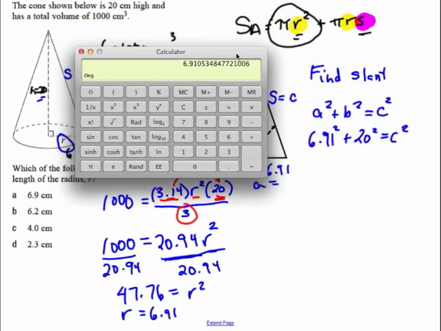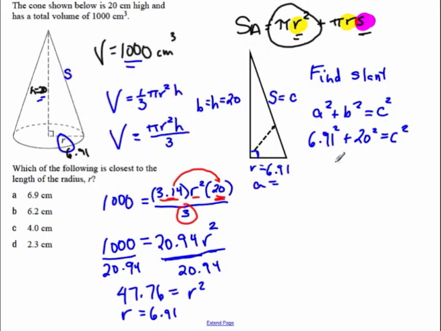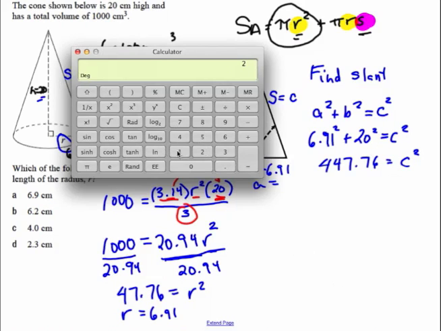And we're going to move it out of the way. So we're going to square this plus 20 squared, which is 400. 20 times 20 is 400. So we get 447.76. And that is equal to C squared. So something times something has to give me 447. 20 times 20 is going to be pretty close. It's 400. What's 21 times 21? Let's take a look. 21 times 21 is 441. So it's going to be slightly bigger than 21.